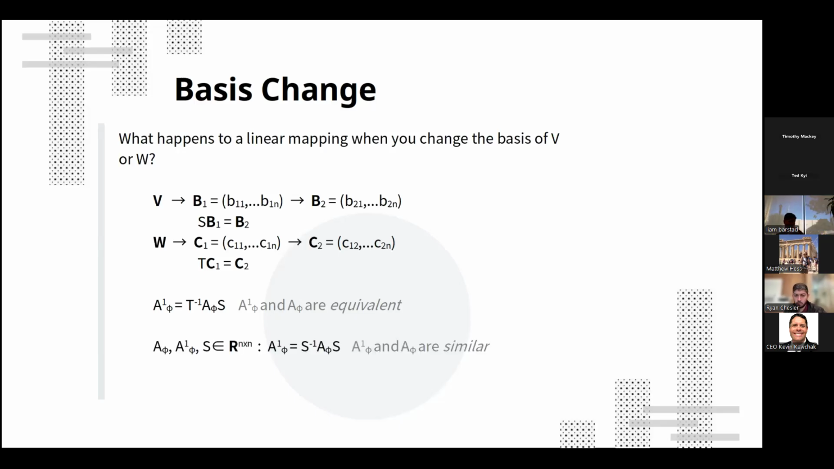If A1 and A are similar, then you can say that the same matrix is the change of basis for V and the same change of basis for W. So that means that A1 and A are similar.